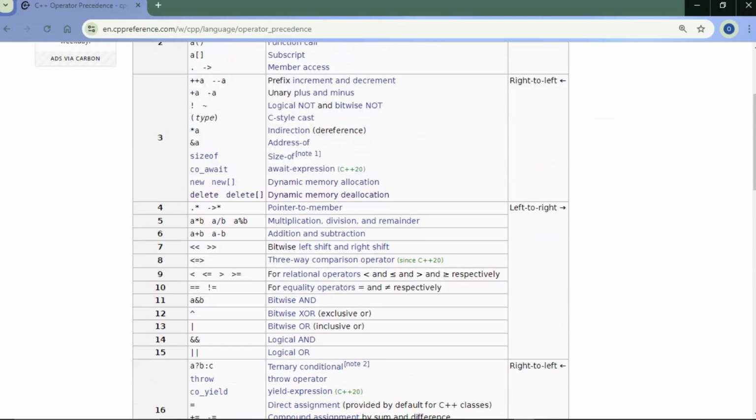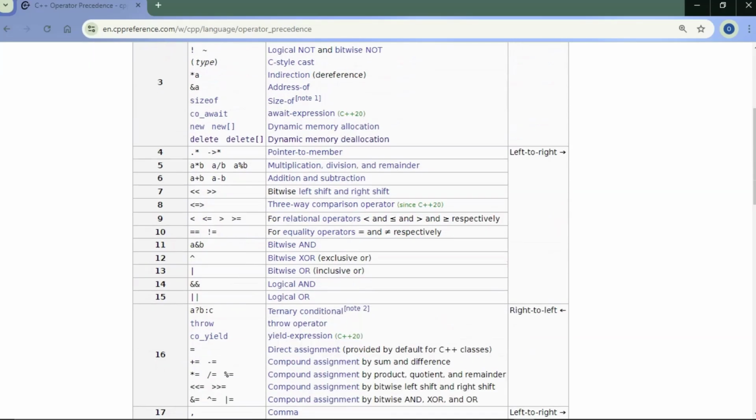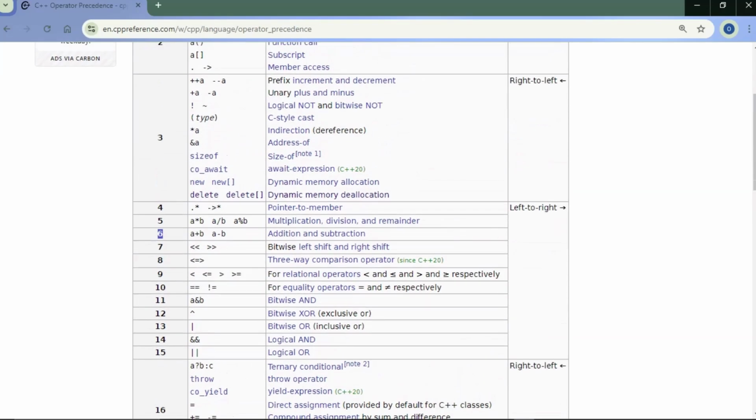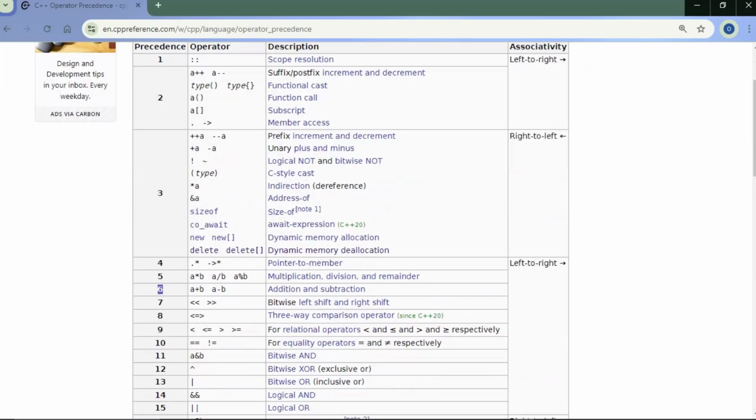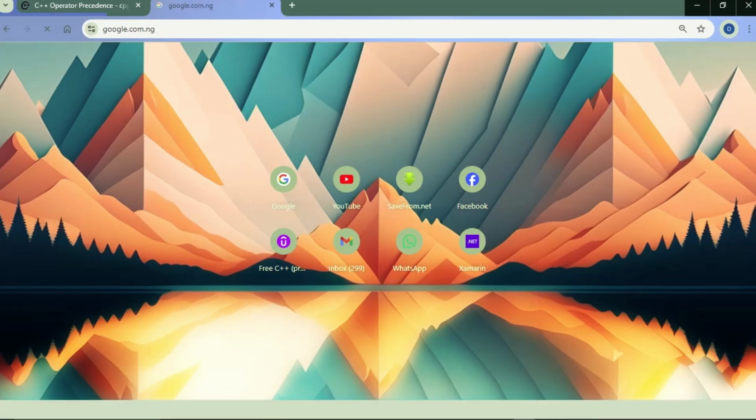Something I want you to understand is that there is an error in this library. These two entries have an error. Actually, multiplication and division are higher than addition and subtraction, but in this library, 6 is seen as higher than 5. So there is an error in this one. Let's try and check it out by ourselves.